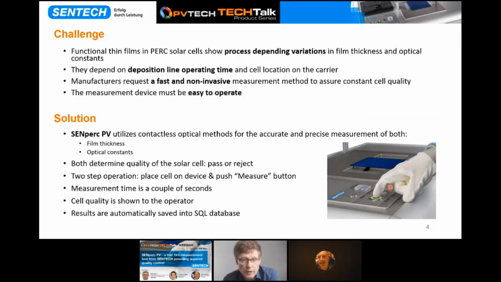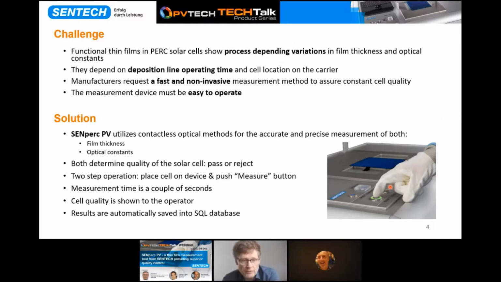Furthermore, they request an easy-to-operate tool. Our solution here is the SENPERC PV, which utilizes a contactless optical method for the accurate and very precise measurement of both the film thickness and the optical constants of these films. Both determine the quality of the solar cell, which can mean in the end that the solar cell has passed or needs to be rejected.